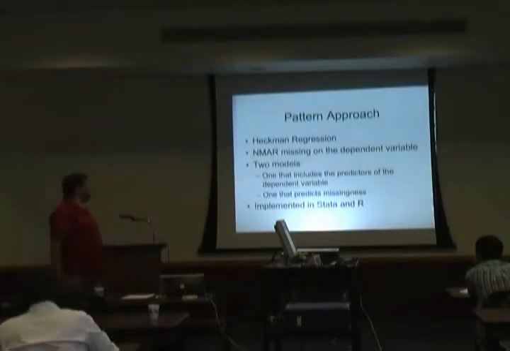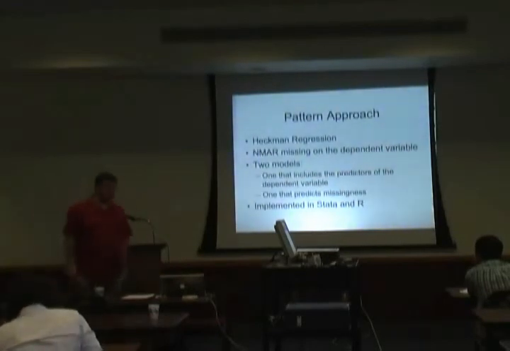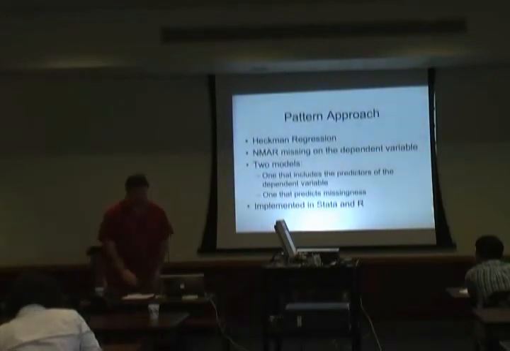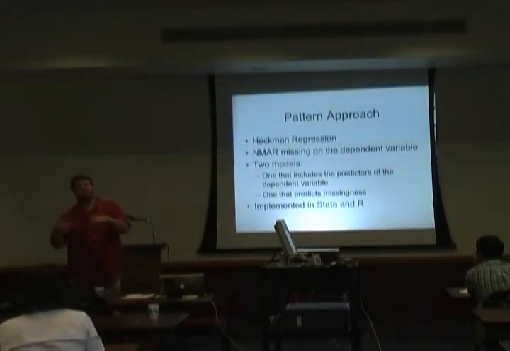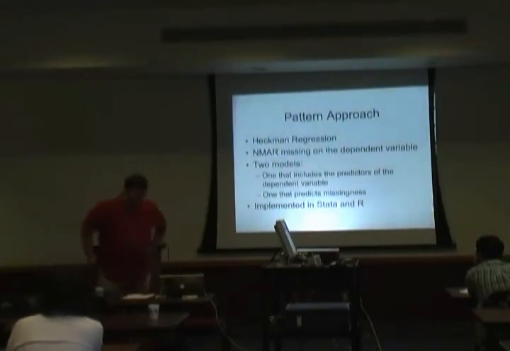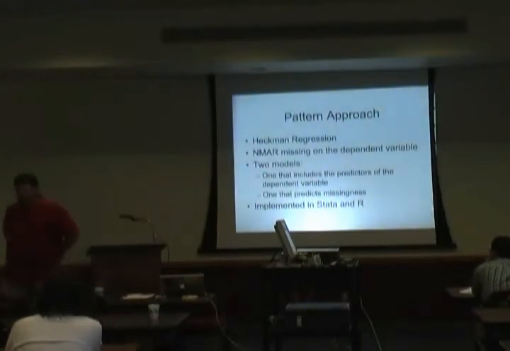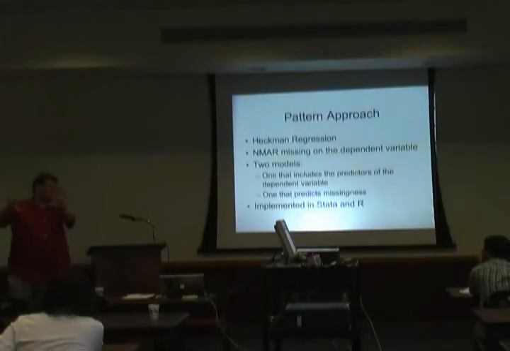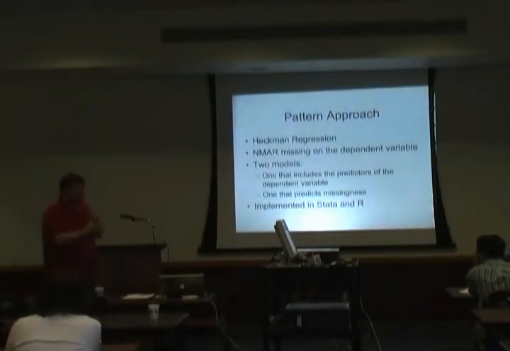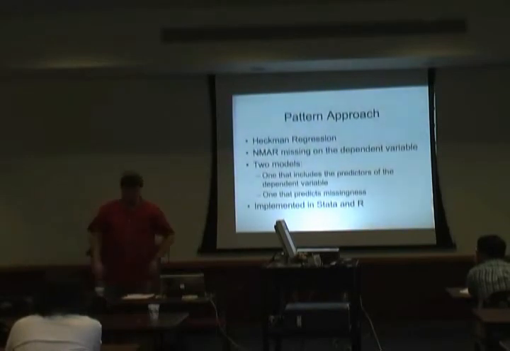The pattern approach is based on something called the Heckman regression equation. Heckman wrote this article back in the 70s, and it was quite groundbreaking. It was a two-step approach that you didn't really model simultaneously. You modeled in two steps. But unfortunately, it did not work unless the model for your missingness was different than the model for your estimate, for actually what you're interested in. You have to have different models for the two.